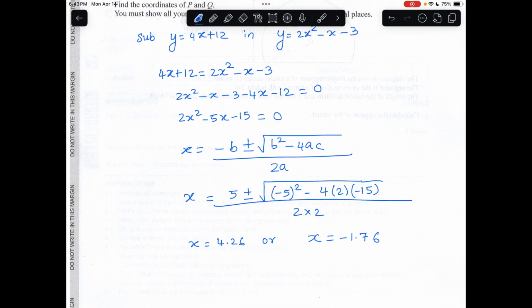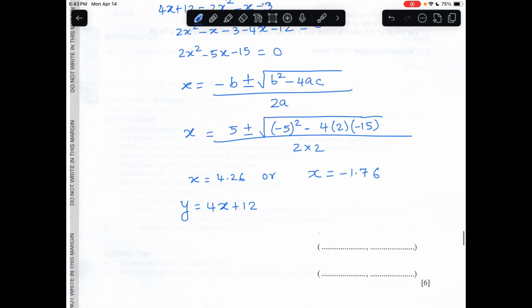Now you substitute the x values in y. So this works out to be y is equal to 29.04 or y is equal to 4.96. So we have for x equal to 4.26, y is 29.04, and for negative 1.76, y is 4.96. Remember to give your answers correct to 3 significant figures, otherwise again you're going to lose some points. Alright.